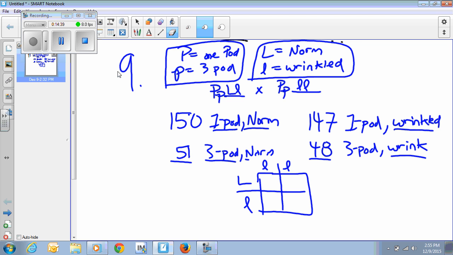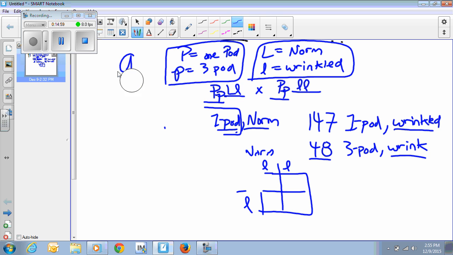And again, the main point is, these are on different chromosomes. They assort independently. Count up all the ones in one, and then count up all the other ones in the other. Count up all these and assume they're all by themselves. Count up all these and assume they're all by themselves. And they assort independently. They're on different chromosomes. Okay, we'll keep moving.